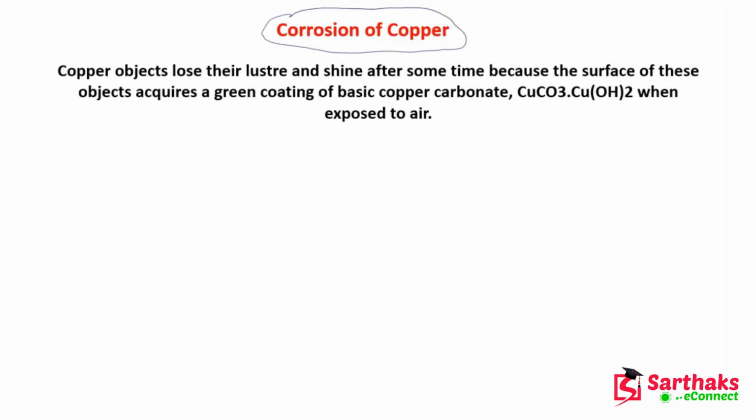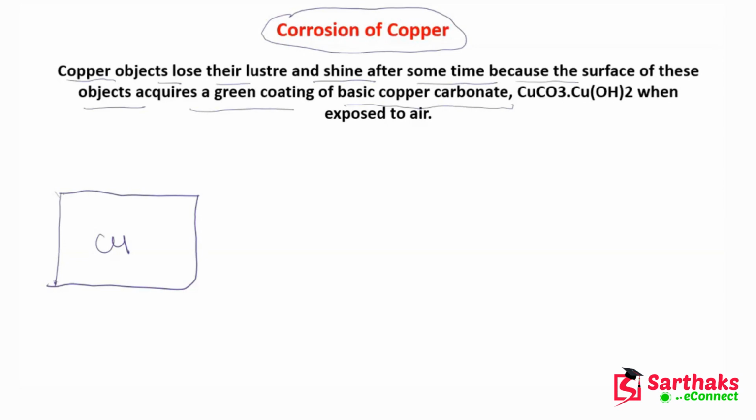true. Now guys, copper objects lose their luster and shine after some time because the surface of these objects acquires a green coating of basic copper carbonate. Okay, so basically guys what happens, let's suppose this is your copper. Now if this copper is left open in the air, then what will happen? After some time a green coating will form over this copper. Okay, so why does this happen?